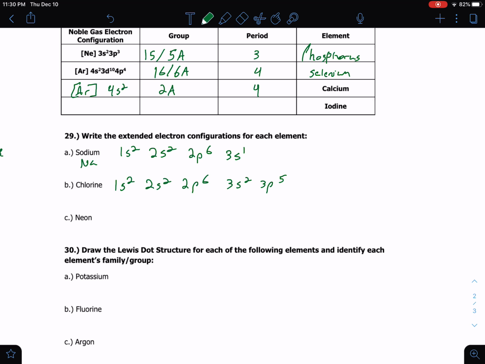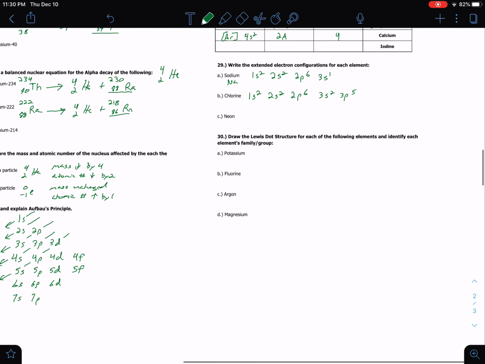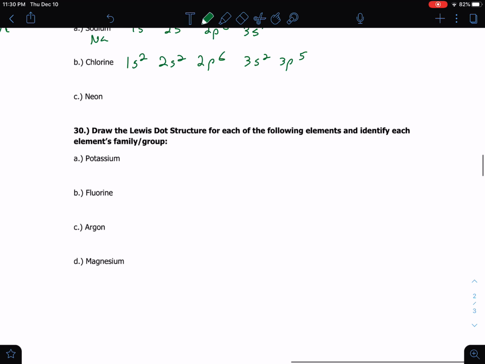If you need more practice on that, you can go back to some of my older videos if you want to watch that more in depth. So this is just a review on how to do extended electron configuration for an element. Number 30, I believe this is going to be the last one for this part of the video, so this splits it in half.